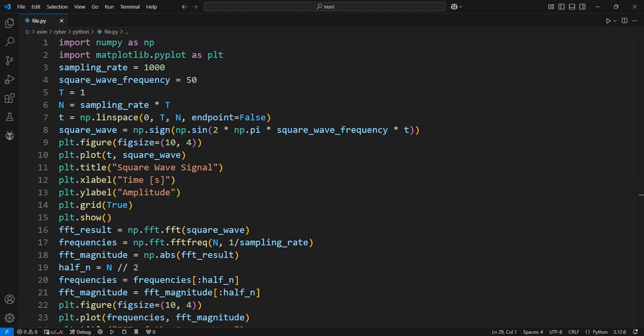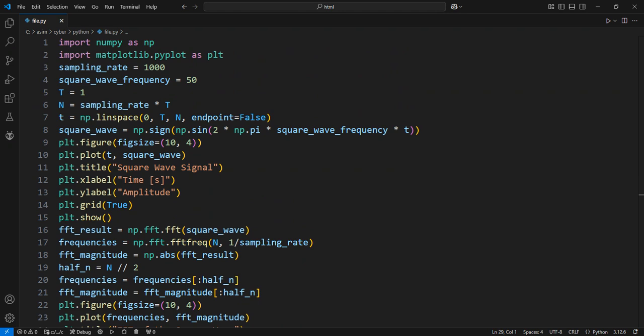For example, if the fundamental frequency is 50 Hz, we will also see spikes at 150 Hz, 250 Hz, etc. Additional note, the magnitude of the harmonics will decrease as we go up in frequency. This is because the higher-order harmonics contribute less to the overall shape of the square wave.